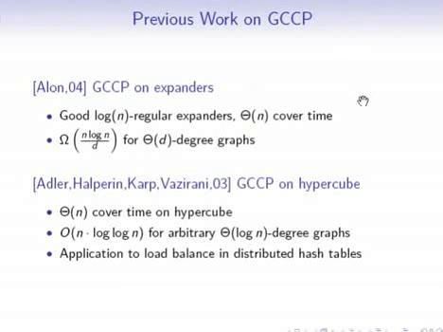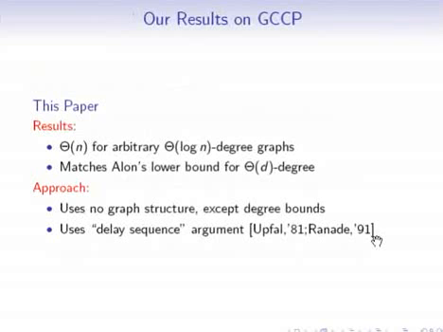This process has been studied on expanders by Alon, and he showed that on log n regular expanders it has a linear cover time. Also, he showed a general lower bound for theta d degree graphs. So he showed that for theta d degree graphs, it takes at least n log n over d time to cover the graph. Adler, Halperin, Karp, and Vazirani studied the graph-based coupon collector process on the hypercube, and they showed that it has a linear cover time on the hypercube. In addition, they showed an n times log n bound for arbitrary theta log n degree graphs. And they also show an application of the graph-based coupon collector process to load balancing in distributed hash tables.